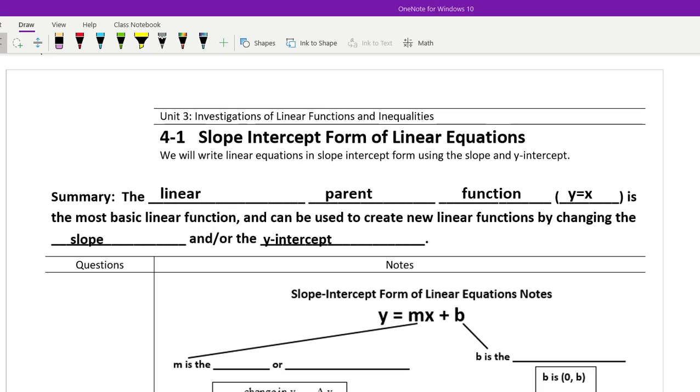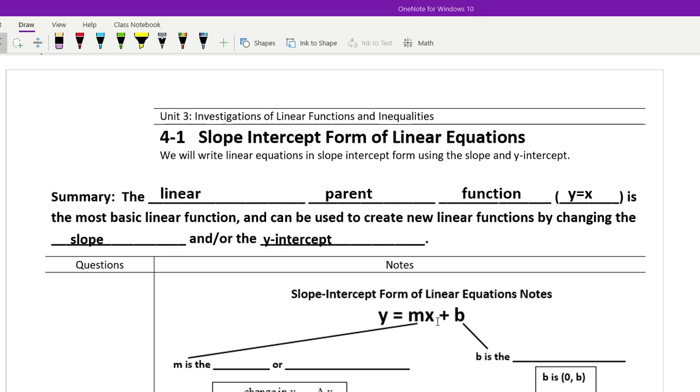Today we will be going over slope intercept form of linear equations. We will write linear equations in slope intercept form using slope and y-intercept. The linear parent function, which is y equals x, is the most basic linear function and can be used to create new linear functions by changing the slope and or the y-intercept. In earlier lessons, we went over y equals mx plus b being our slope intercept form.